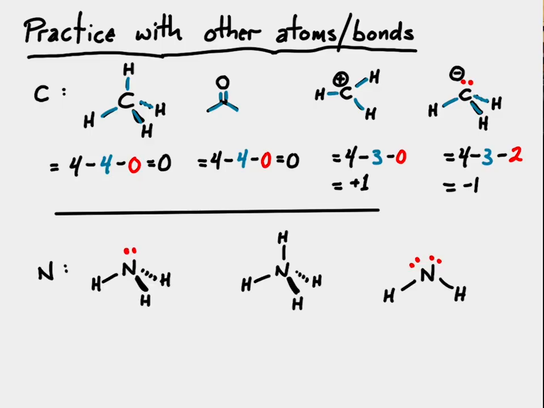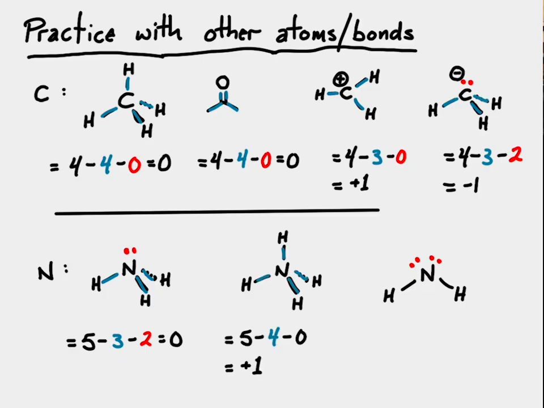The next element we'll look at quickly is nitrogen. And I'd say you can practice this with lots of different elements. Nitrogen, so this compound on the far left, you have nitrogen, which has 5 electrons on it, as we've talked about before. You have 3 bonds to nitrogen and 1 lone pair of electrons. So 5 minus 3 minus 2 equals 0. So it's neutral. So that's ammonia.